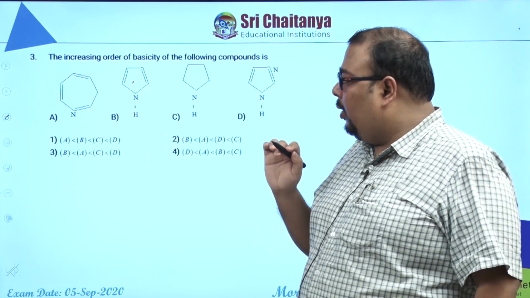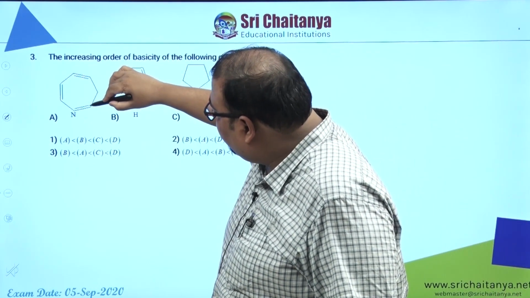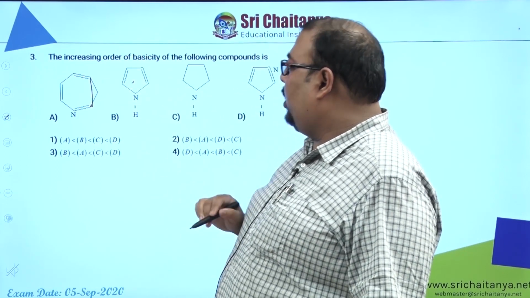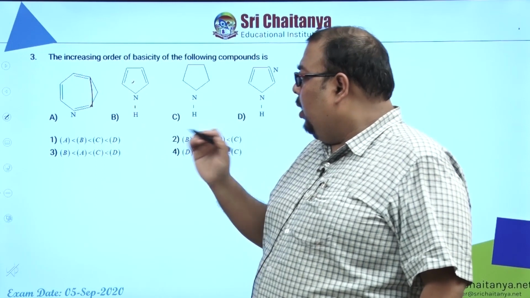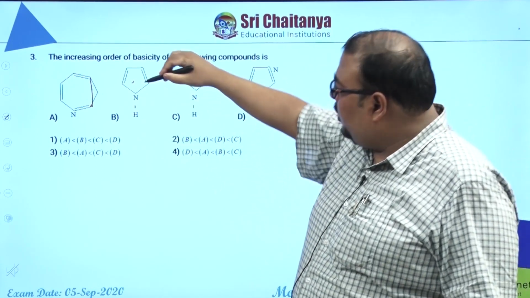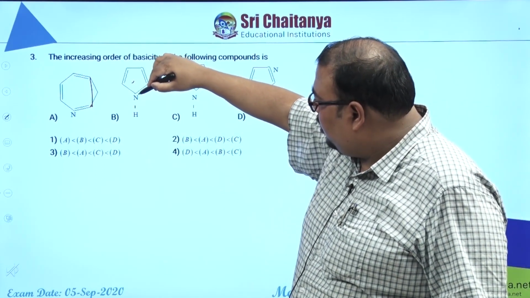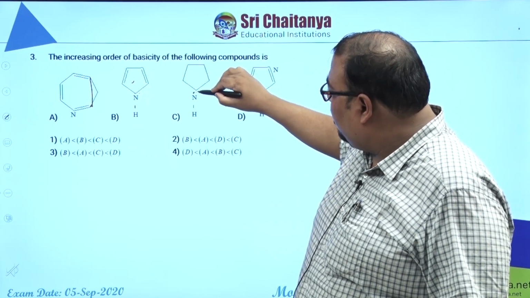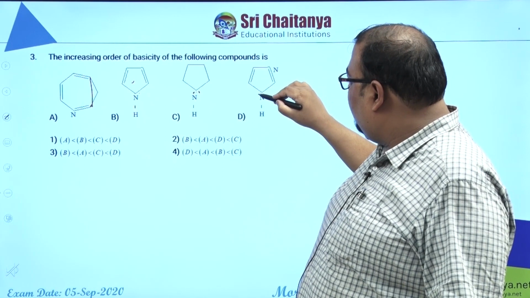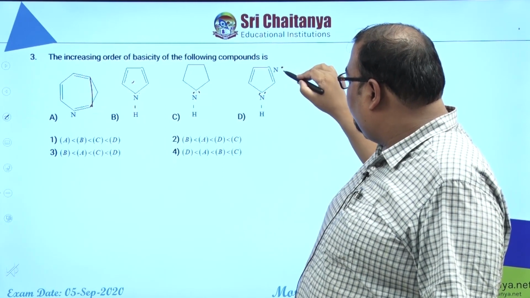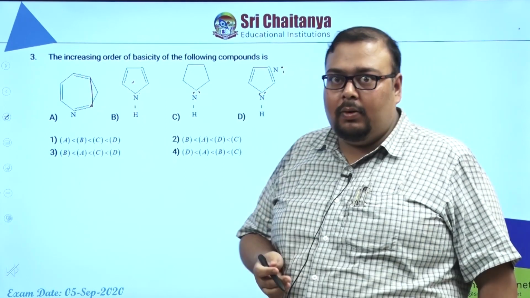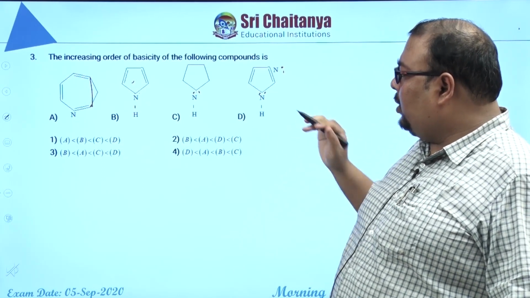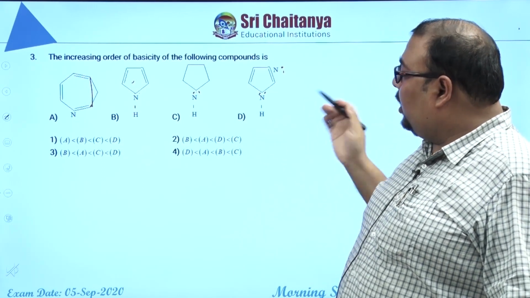Now, in option A, there is an extra carbon drawn, it is actually pyridine. And B is what you call pyrrole. And C is pyrrolidine, and D is imidazole. So I am showing the lone pairs here, because it is the lone pairs which will be deciding the basicity. Now, they are asking the order.